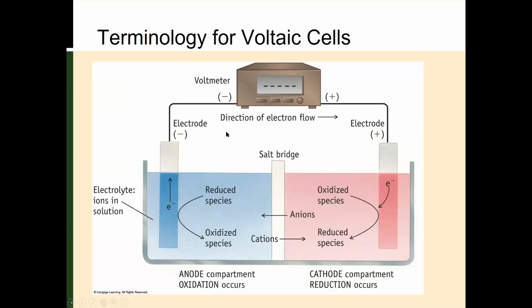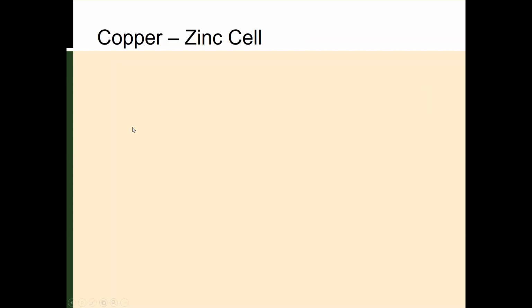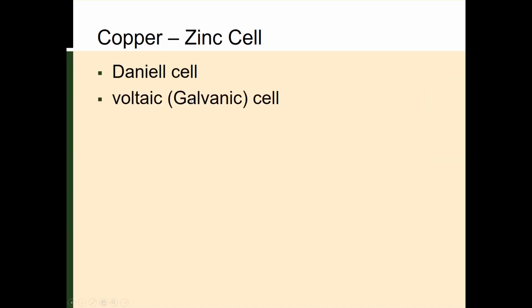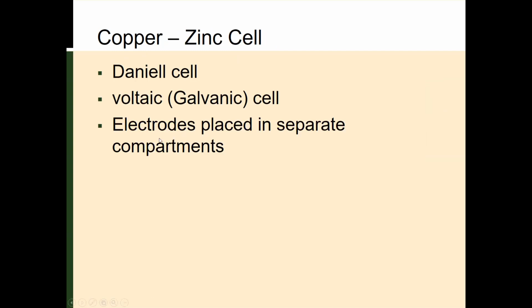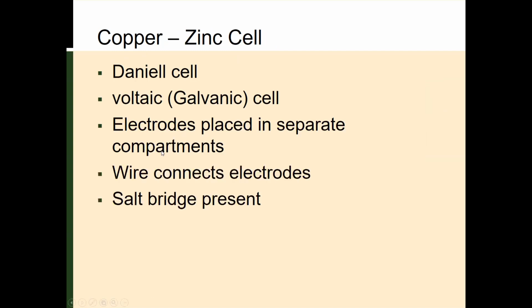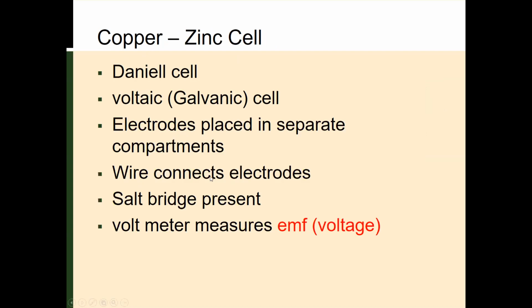Okay, so again, here is the terminology. I'm not going to read this all, you can look at that. All right, the copper zinc cell, and I used this in the first lecture on chapter 19, is a very important one. It's sometimes called the Daniell cell, and it is a voltaic cell. The electrodes are placed in separate compartments, and the wire connects the electrodes with a salt bridge present. Now, the voltmeter measures what we call cell potential, but it also is called electromotive force, which is abbreviated EMF.